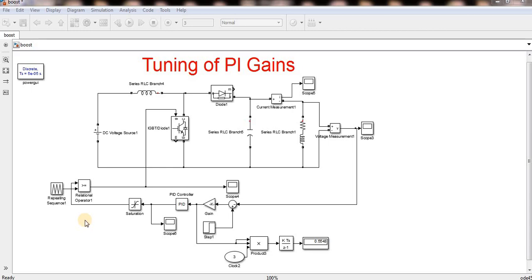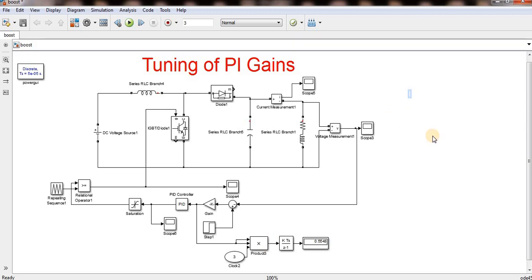Good morning all. Today we will discuss tuning of PI gains. Many scholars are requesting me about the tuning of PI gains. I mean, they require the exact process of tuning of PI gains. See, many methods are there for tuning of the PI gains. The basic method is the ITSE method.